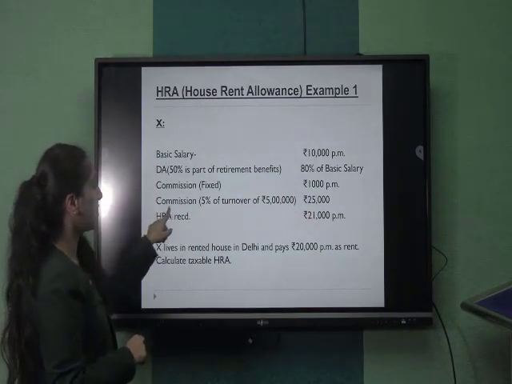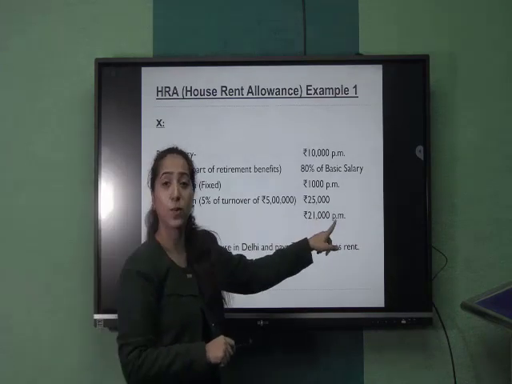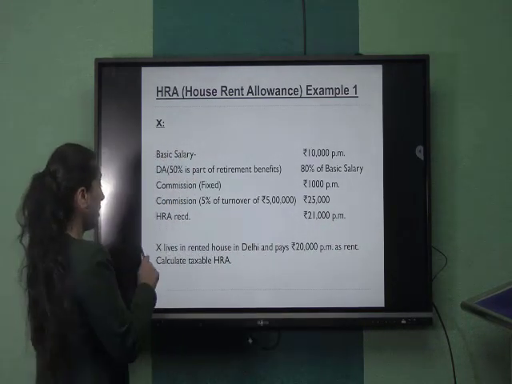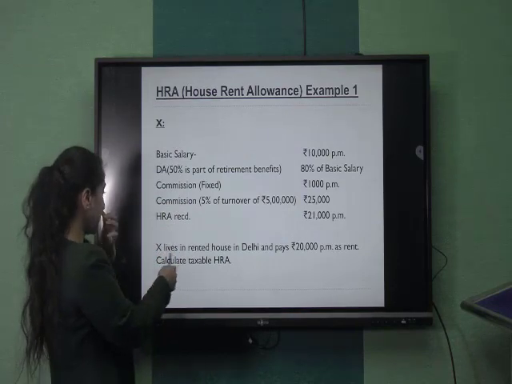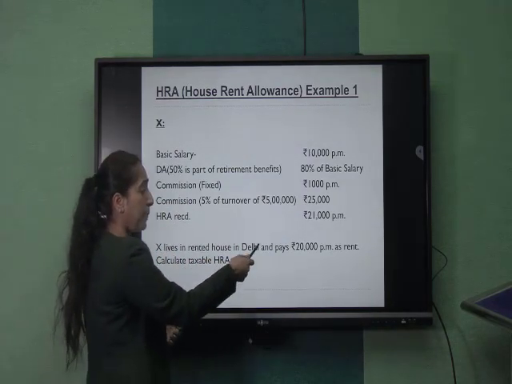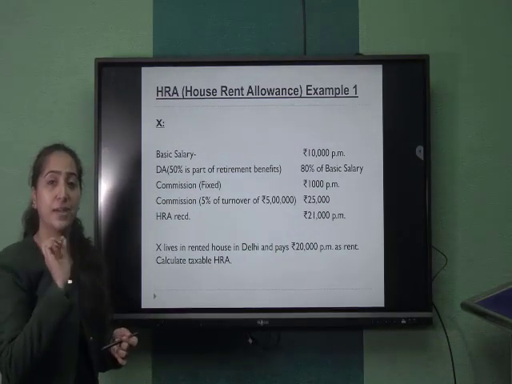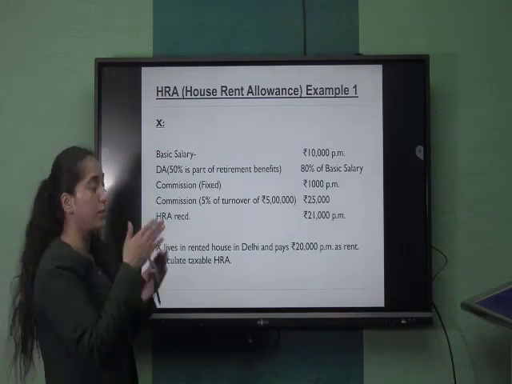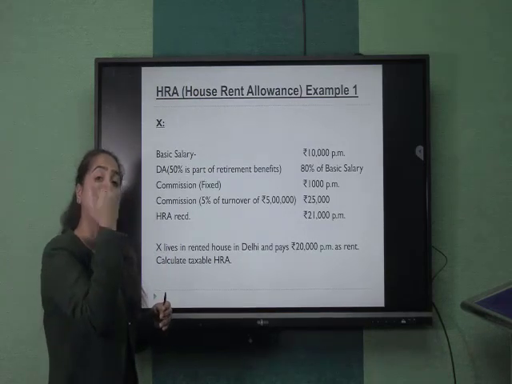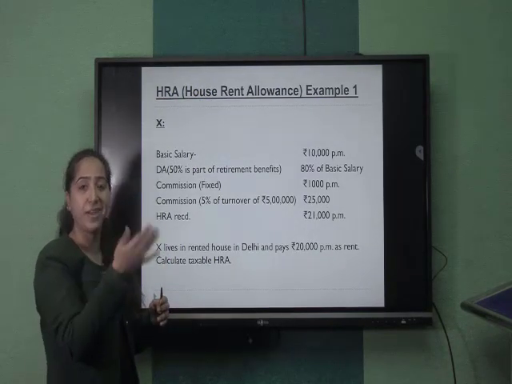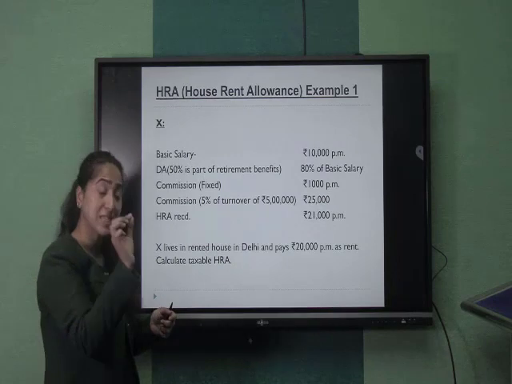After this, HRA which is actually received is 21,000 per month. Now it is given to us that Mr. X lives in a rented house in Delhi and pays 20,000 per month as rent. So you have to calculate the taxable HRA. So we have to look at those three figures. Now before looking at those three figures, we have to find out the salary.